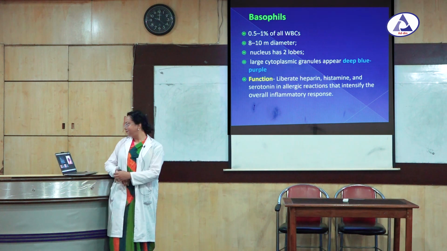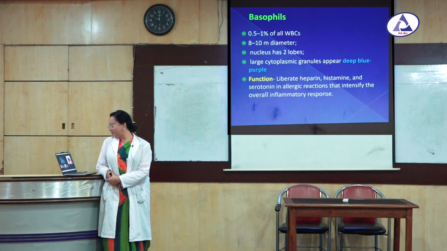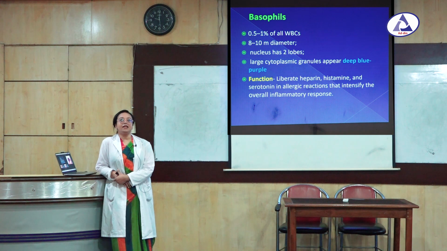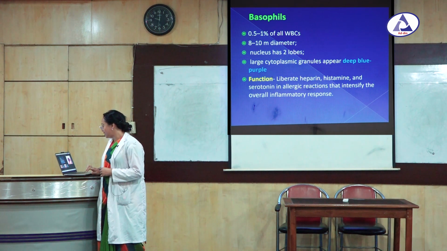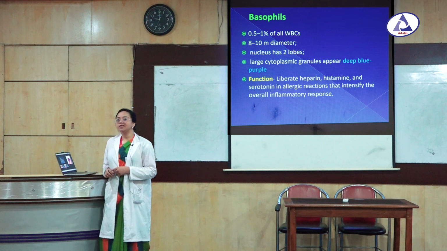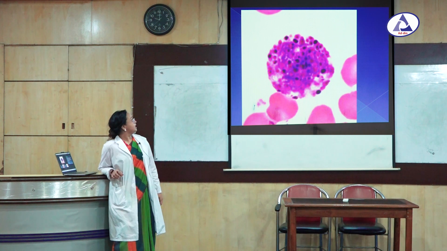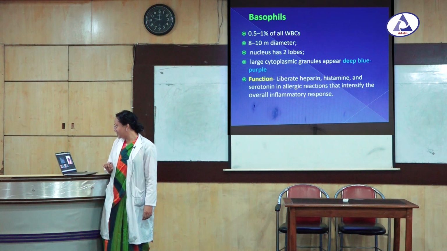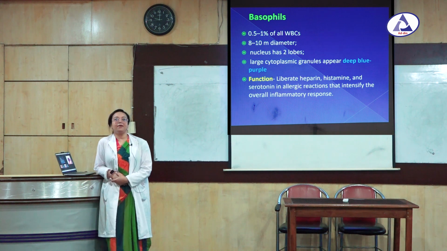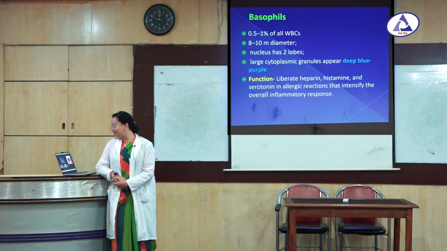Then basophil. Basophils are 0.5 to 1% of the WBC. They are 8 to 10 micrometer in diameter. Their nucleus also has 2 lobes. Their granules are deep blue purple. See in the picture, their granules are deep blue and purple in color. And what are their functions? They liberate heparin, histamine and serotonin in allergic reaction.